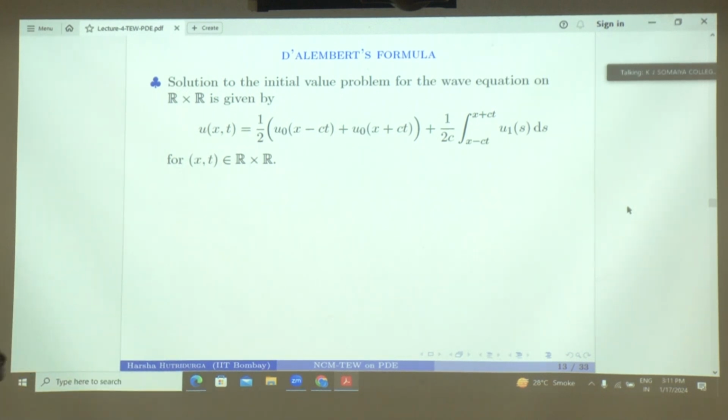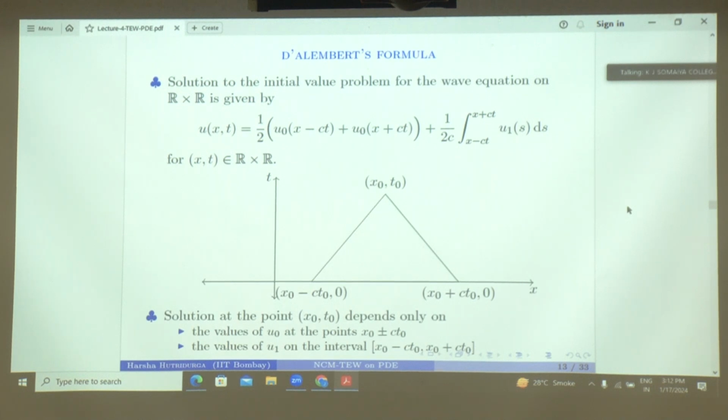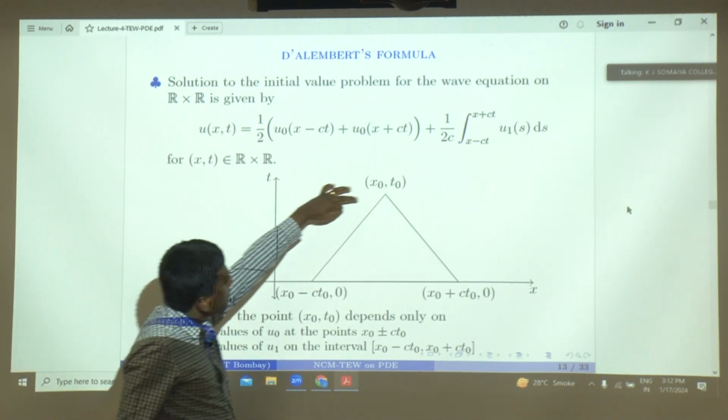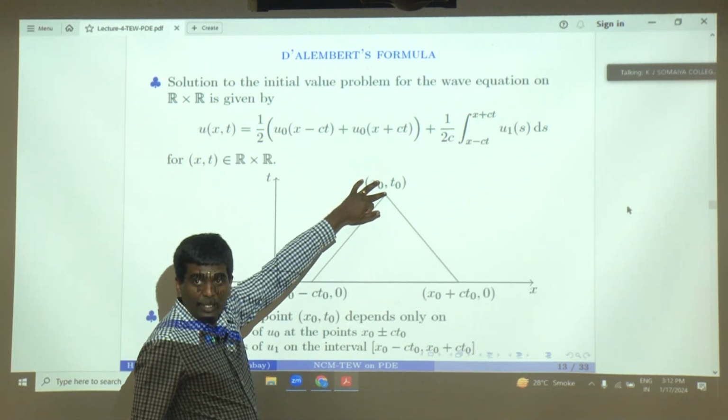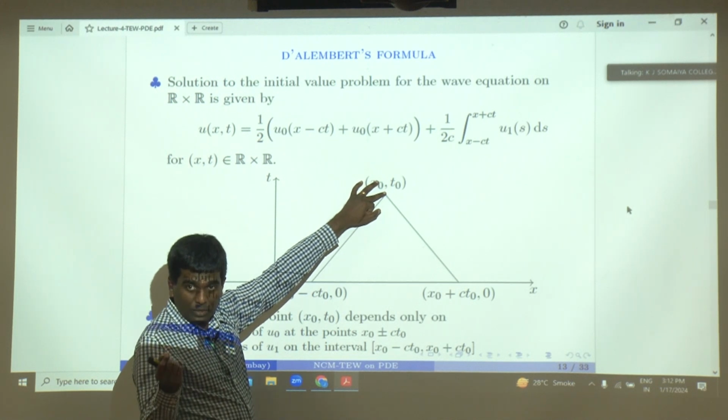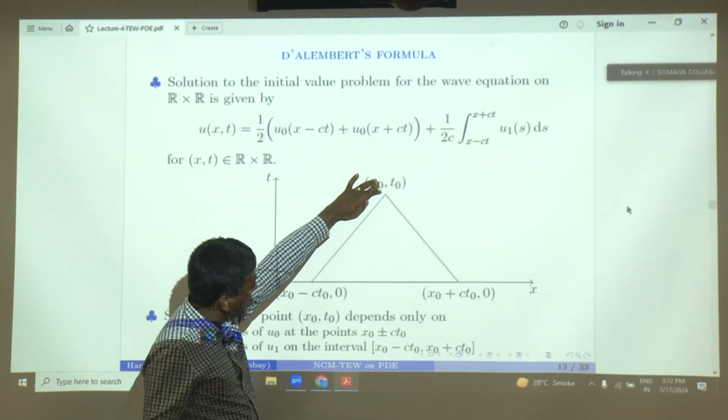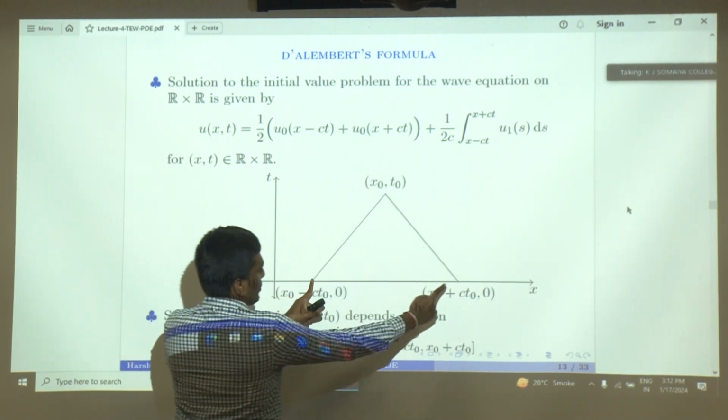You take any point xt, you just do this, and this is the picture. So if I am standing at this point x naught t naught, and I want to know the value of my solution u to the wave equation at this point, I have to only worry about this interval.